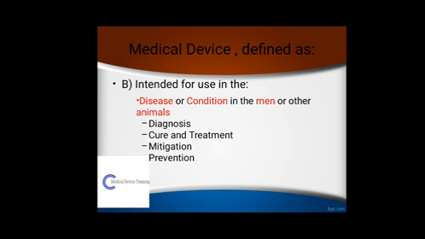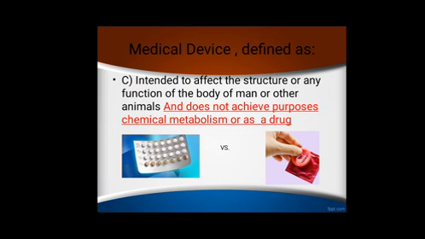B. Intended for use in the diagnosis of disease or other conditions or in the cure, mitigation, treatment, or prevention of disease in man or other animals. Or C. Intended to affect the structure or any function of the body of man or other animals and does not achieve its primary intended purposes by chemical action or by being metabolized.